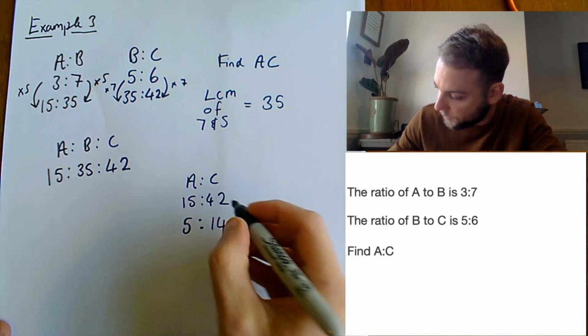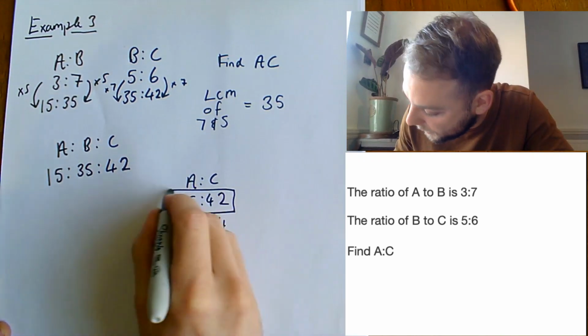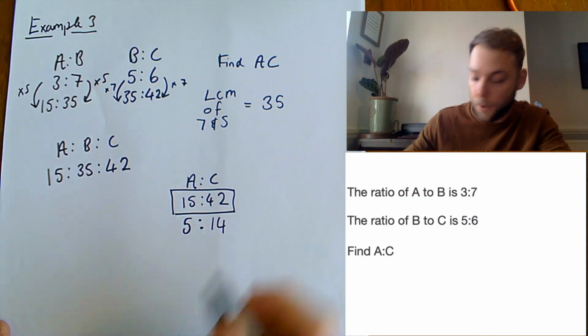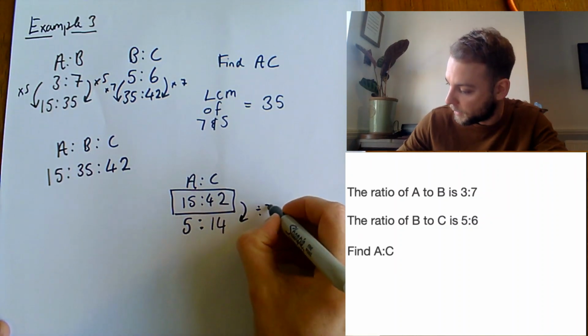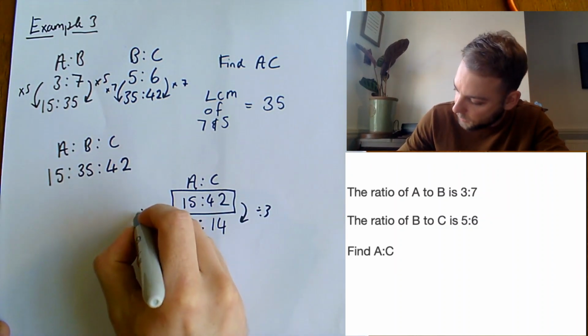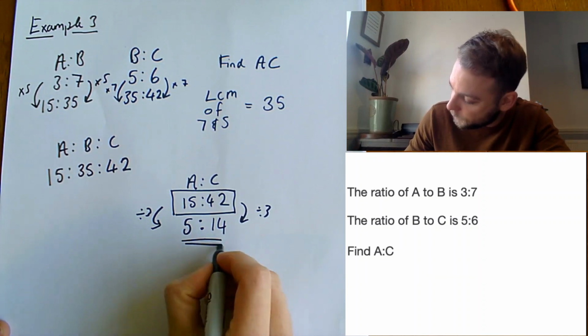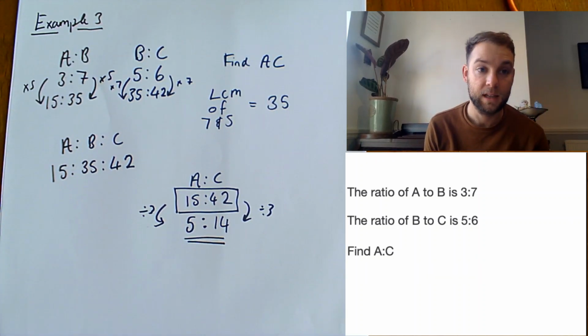So we can simplify that if you want. This answer would be accepted, so don't worry too much about that. But we can simplify this here if we want by dividing by 3 and dividing by 3. Not a problem with that. Okay, and that's that question done.